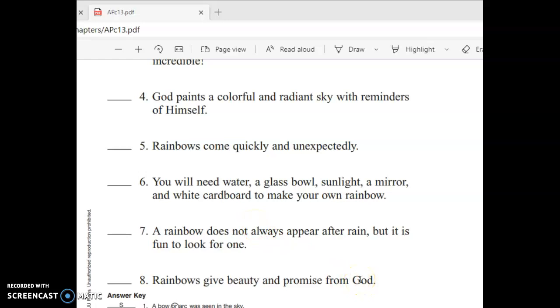Let's look at number 7. A rainbow does not always appear after the rain, but it is fun to look for one. What is your conjunction in this sentence? And what is it joining?